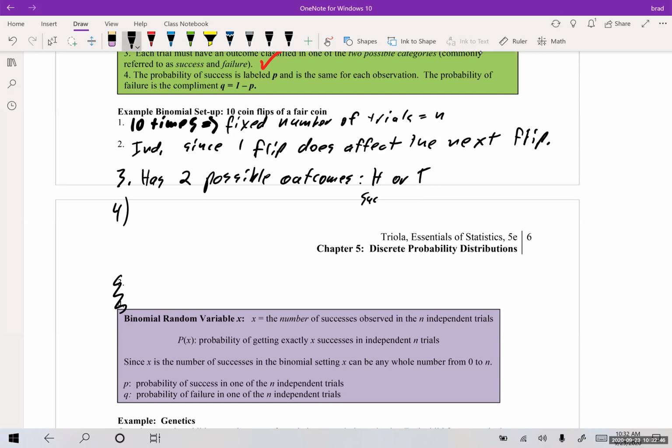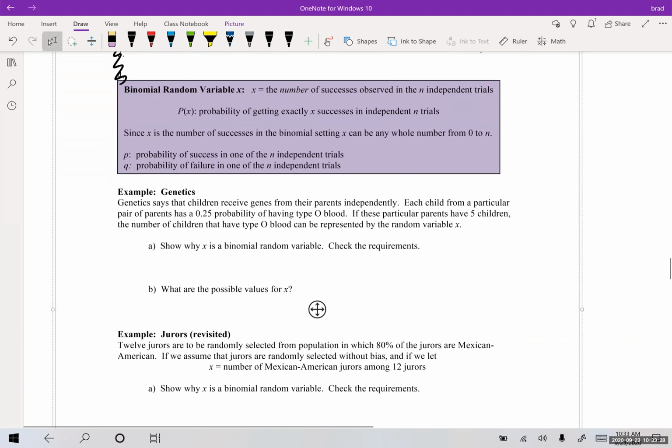Let me write this. And then part 4, we could say the probability of success. So we'll say probability of heads equals 0.50 and probability of tails equals 1 minus 0.5, which is 0.5. So we have the two labels. I'm sorry, I should have written it like the book did. P equals 0.5 and Q equals 0.5, okay? Just because it's 50-50, it's a fair coin, okay? So that's just kind of reviewing that idea.